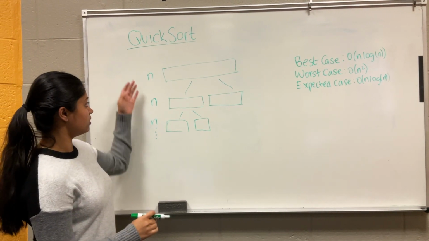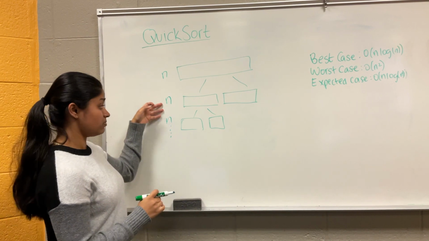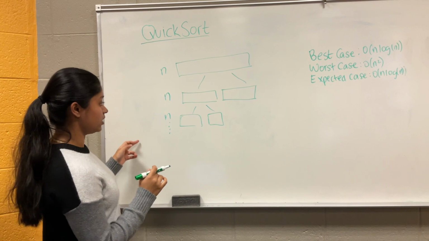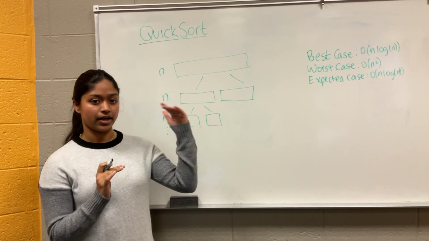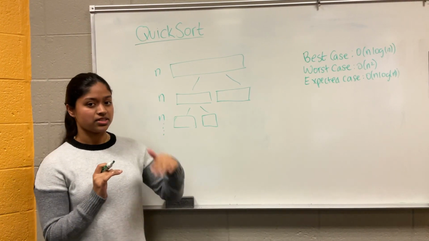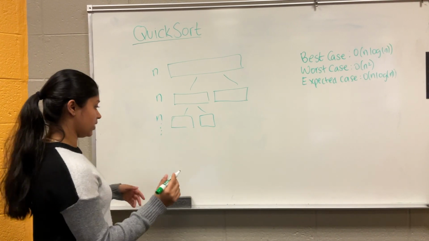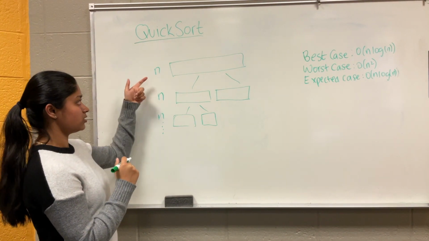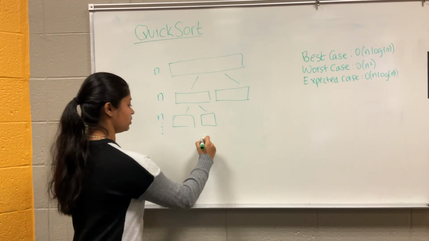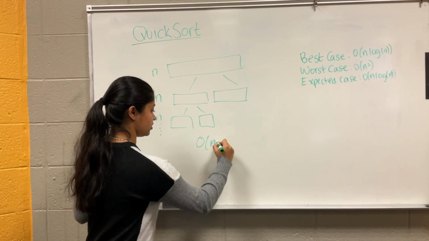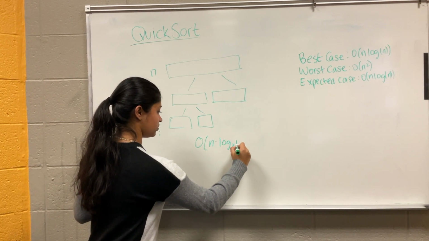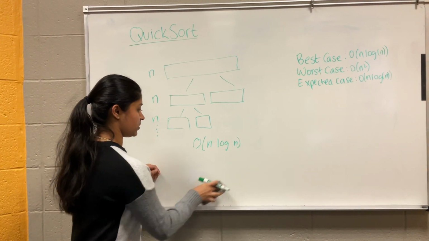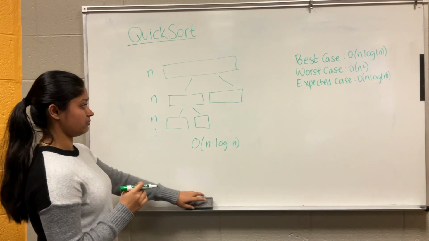So in each of these levels, there's n amount of work happening, and the number of levels would be log n, because if you're constantly dividing something by 2, the number of times it takes to get to 1 would be log base 2 of n. So if we have n amount of work each level and log n levels, we would end up having n times log base 2 of n. And because we're taking the big O of it, the base doesn't matter, and that's how we get O(n log n).